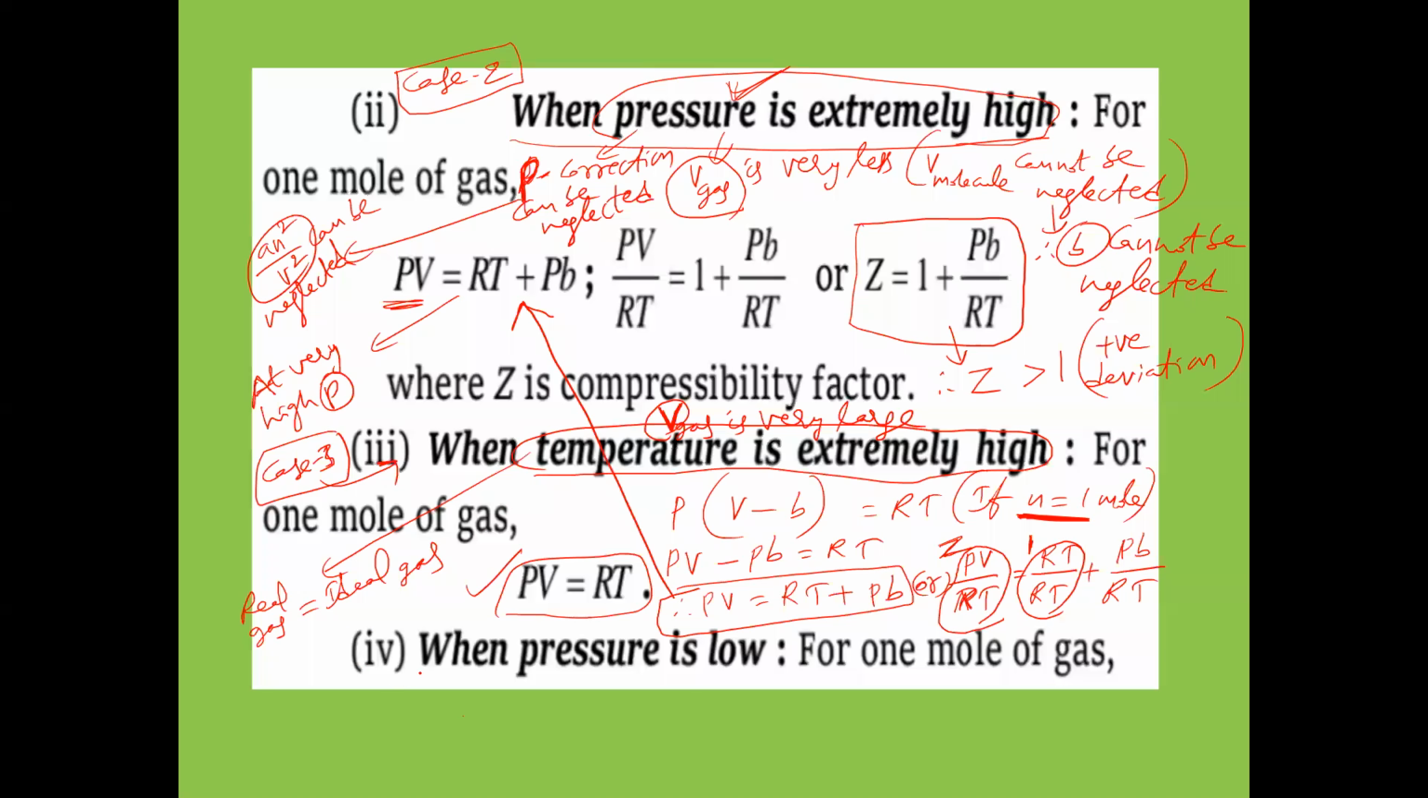Now the last condition: when pressure is low, not very low, not extremely low, for 1 mole of gas. 1 mole of gas means n is equal to 1. Okay, so now the next condition. Did you all take the screenshot? If you did not, please take it once again. Okay, so next.